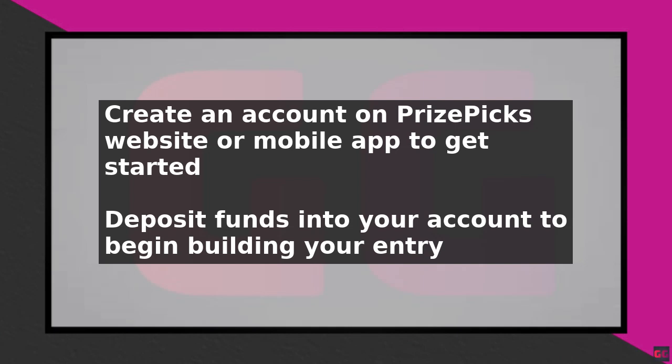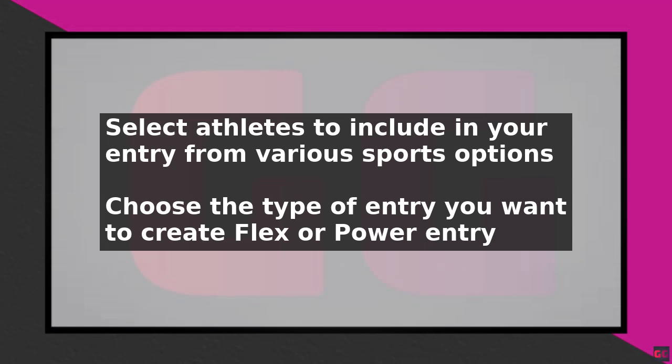your account. Once you have funded your account, you can start building your entry by selecting the athletes you want to include. Prizepicks offers a wide range of sports and athletes to choose from, including the NFL, NBA, MLB, and more. You can browse through the available options and select the athletes you think will perform well.